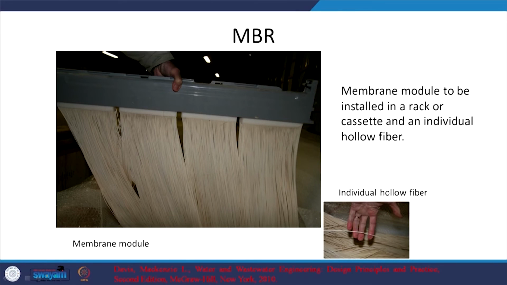So typical MBR, membrane biological reactor, modules, right? Membrane modules, this is what they look like. So the water has to pass through these, let's say this is a kind of MBR membrane. We have the hollow fiber. The water has to pass through these fibers that you can see out here. This is a hollow fiber, right? And what do we have? A membrane module, which is to be installed in a rack or cassette, and an individual hollow fiber. And one other aspect is sometimes you will also have attached growth, not only suspended growth, but again that varies depending on the kind of system that you want to have.